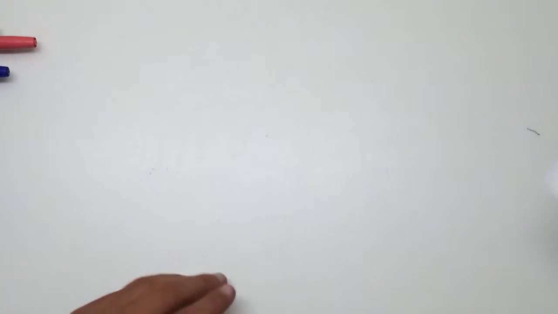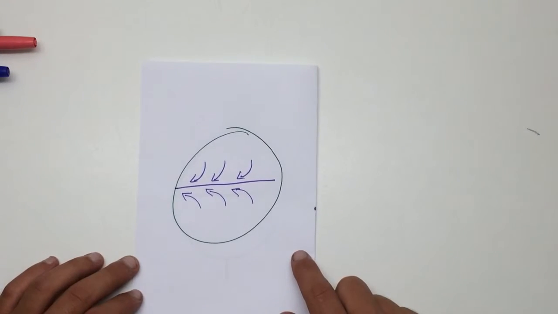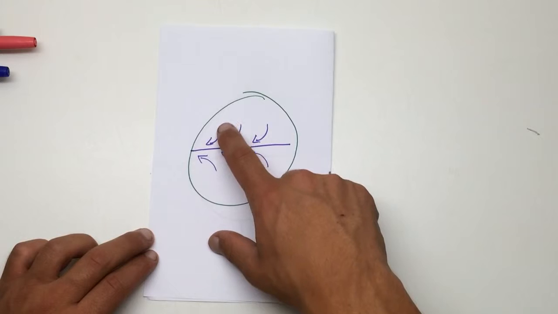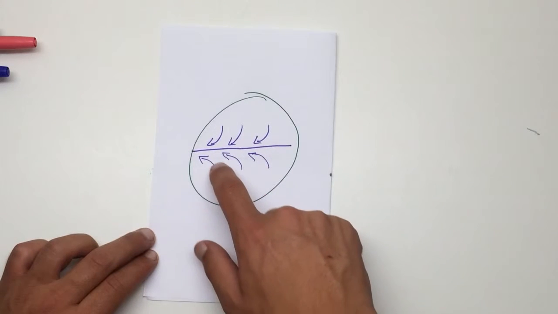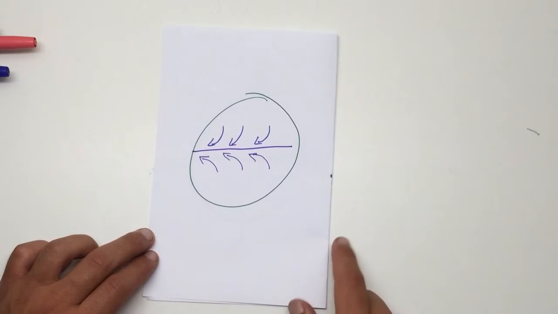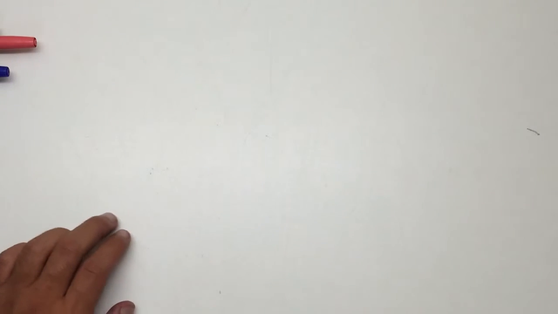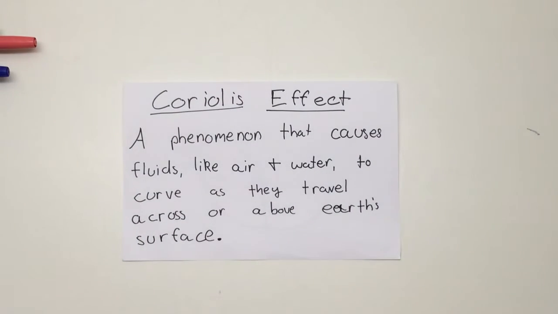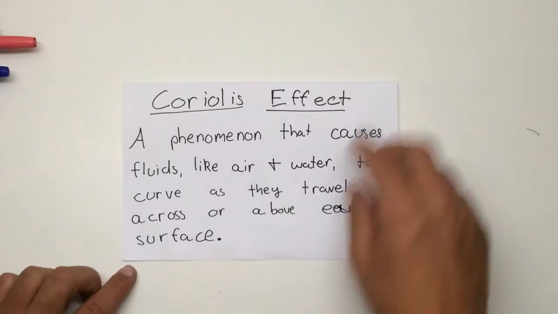So we just finished talking about how when winds blow towards the equator like this, they actually curve as they go down like this. Instead of going straight up or down, they curve. And I said that that was because of something called the Coriolis effect. Now I want to give you a definition for the Coriolis effect first. The Coriolis effect is a phenomenon that causes fluids like air and water to curve as they travel across or above the Earth's surface. So as water and air travel around the Earth's surface, they actually end up curving like we saw there. Now let's explain this with another diagram.